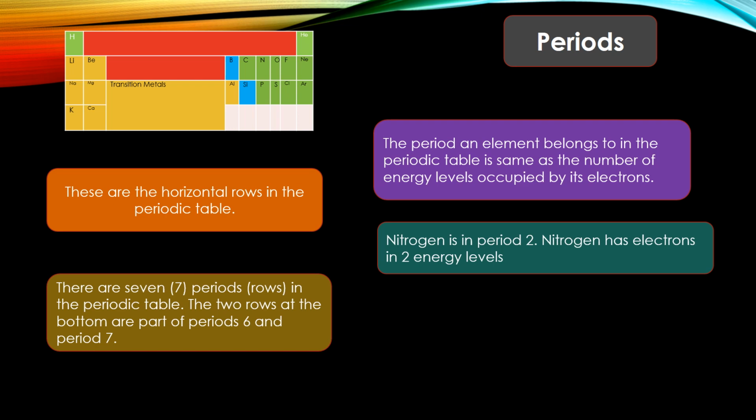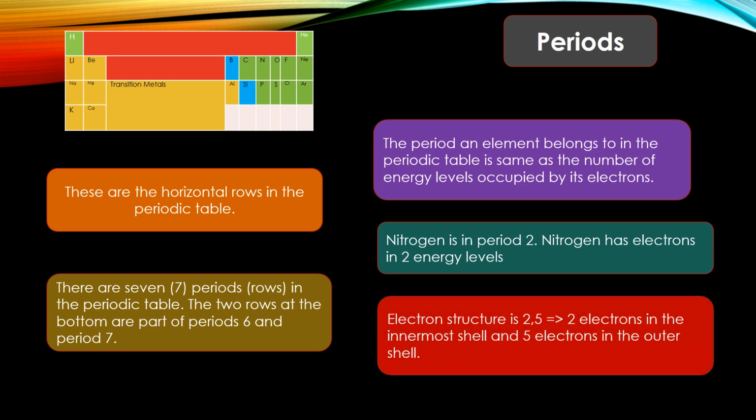For instance, nitrogen is in period 2. Nitrogen has 2 energy levels. So let's see. Looking at the electronic structure for nitrogen, nitrogen being number 7 has 7 electrons, and when we do the electronic structure, that will be 2, 5. 2 electrons in the innermost shell and 5 electrons in the outer shell, giving us 2 energy levels occupied by electrons.